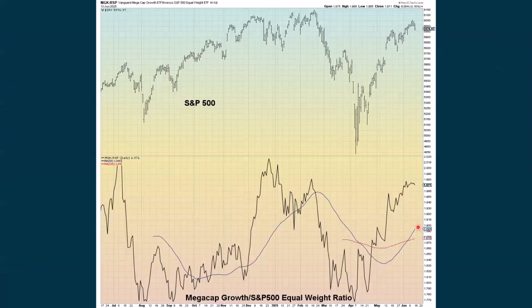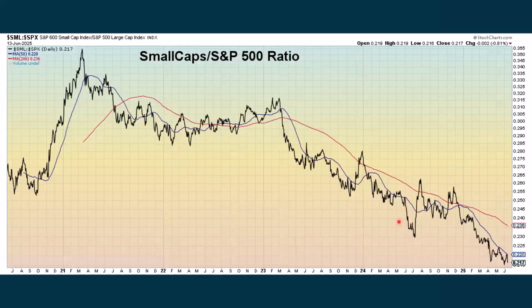Then we look at the mega cap growth. These are the really big stocks. They're in an uptrend when we compare it to the equal weight. And this also shows that the real big stocks are at least trying to continue to establish more of a leadership role, which could be more positive for the market. And small caps, which continue to underperform the S&P.